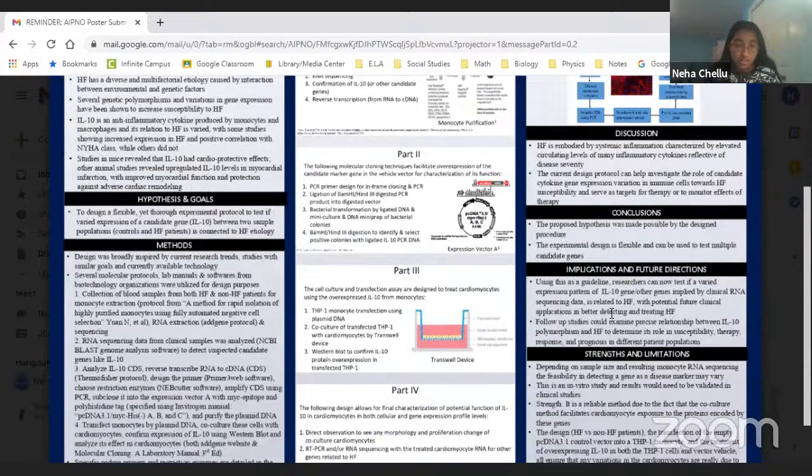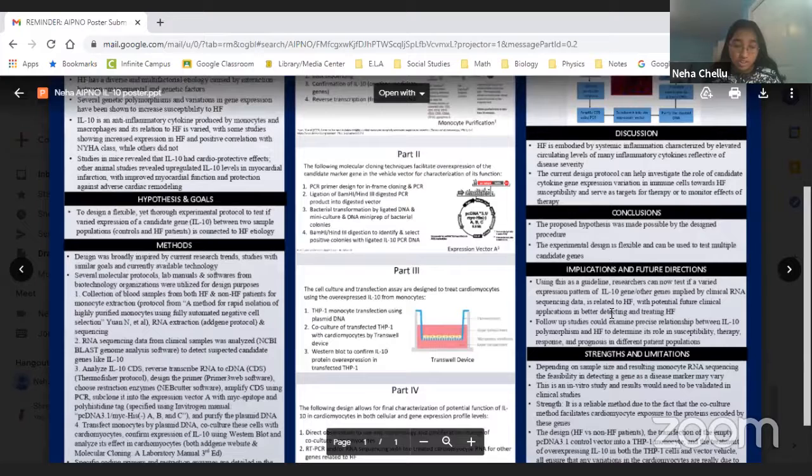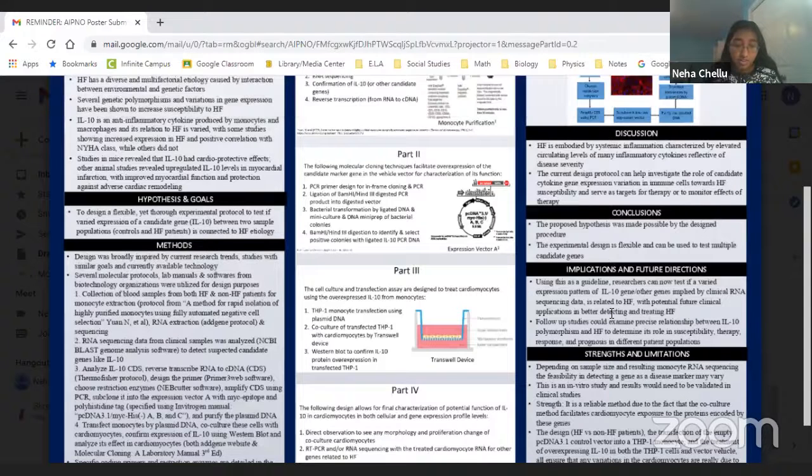Using the method provided here, protocols for other suspected candidate genes relating to heart failure can also be designed. In the future, follow-up studies could examine the precise relationship between the IL-10 polymorphism and heart failure to determine its role across different patient populations. Thank you so much for your time.